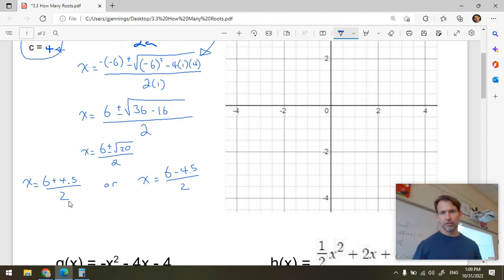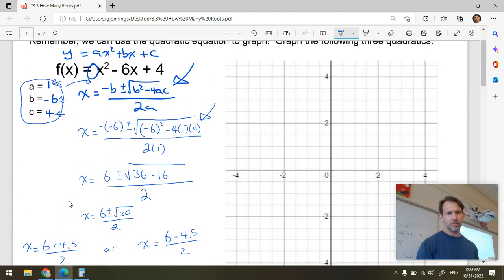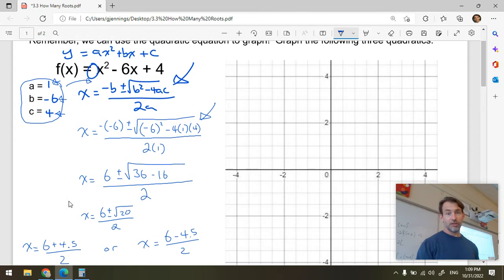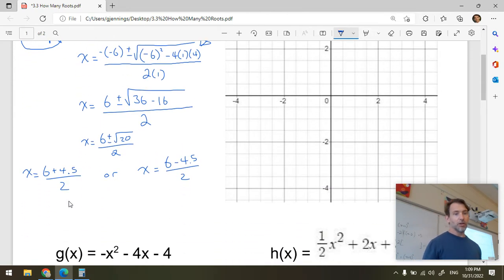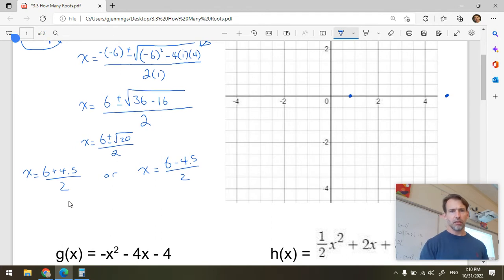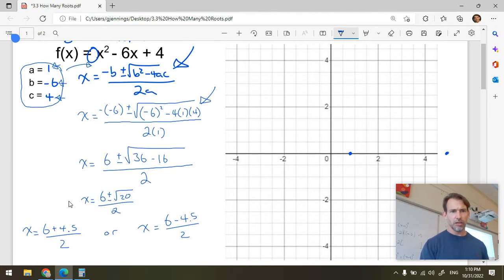So let's put that on here. Do I have an error in here? No, I don't see an error. Okay, so this is going to be equal to roughly 5. So go ahead and put that on your graph. It's about out there. Okay, and then this one, 6 minus 4.5 over 2. Well, that's going to be 1.5 over 2. 1.5 over 2 is just a little bit less than 1. And that's right there. Why is this doing this? And why am I confused?